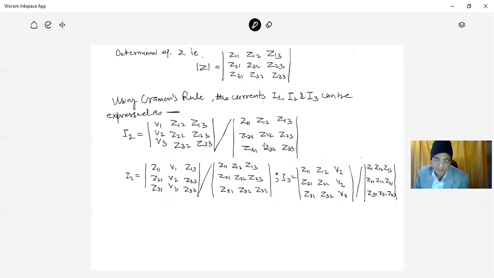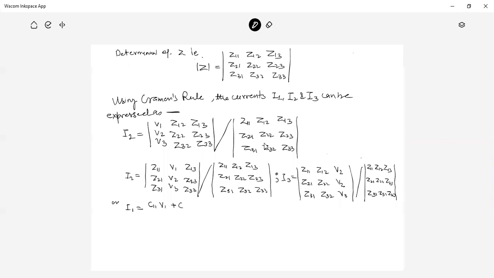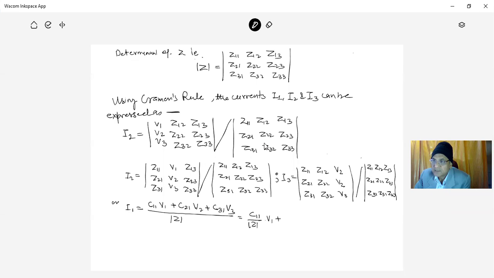Or we can also express it as follows. I1 can be expressed as C11 V1 plus C21 V2 plus C31 V3, divided by mod Z. This can be expressed as C11 by mod Z into V1 plus C21 by mod Z V2 plus C31 by mod Z V3.